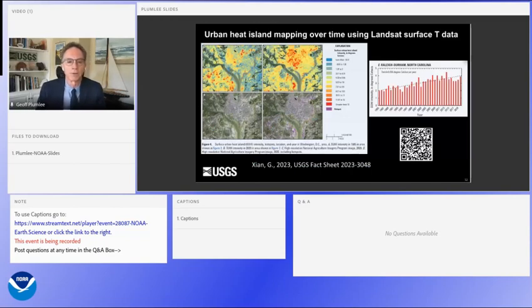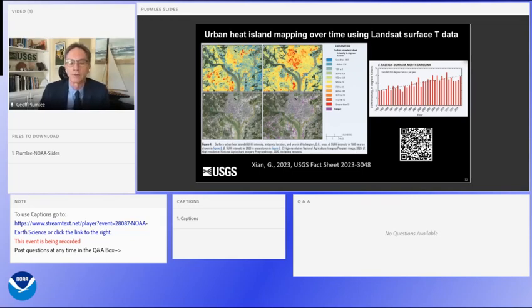One of the cool things, this just came out in the last few months. Georgianne at our Earth Resources Observation and Science Center in Sioux Falls has been doing urban heat island mapping using Landsat surface temperature data, and again over the 50 years. You can see here, these maps on the left are the DC urban area, both upper and lower, 1985 compared with 2020 on the right. And you can see the amount of heat island effect and the land surface temperature has increased substantially over the last 35 years.